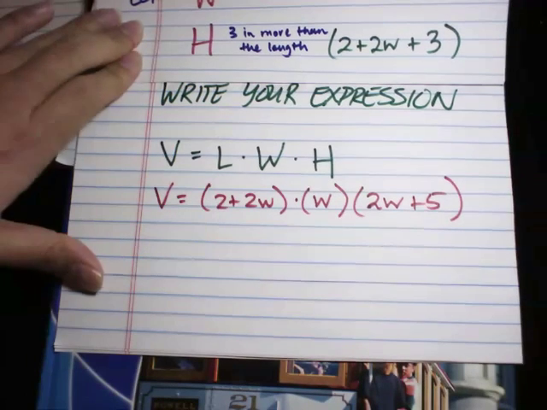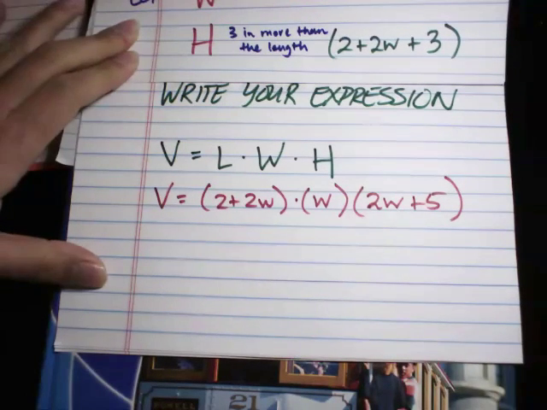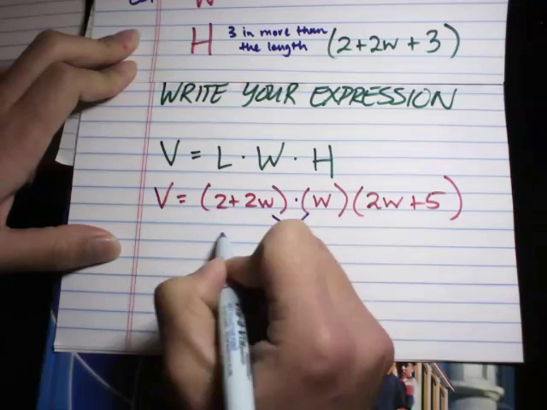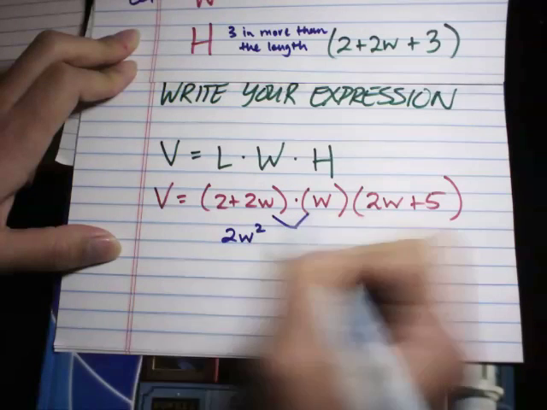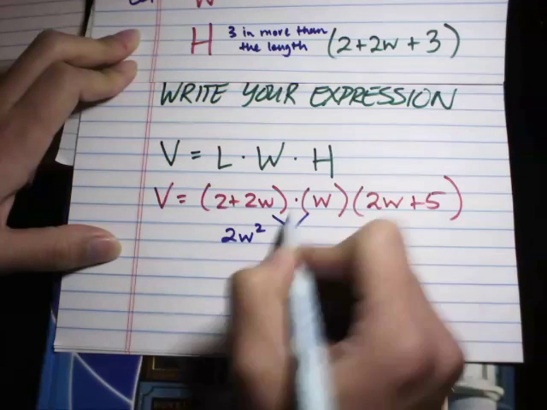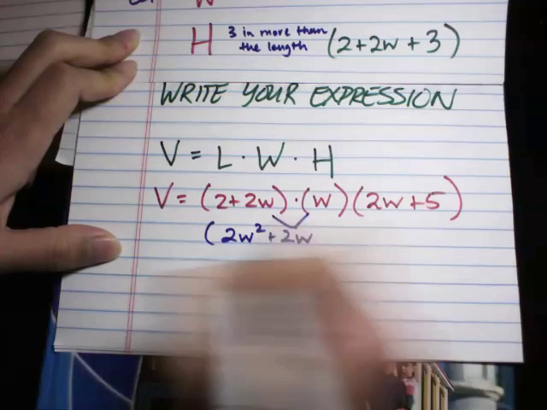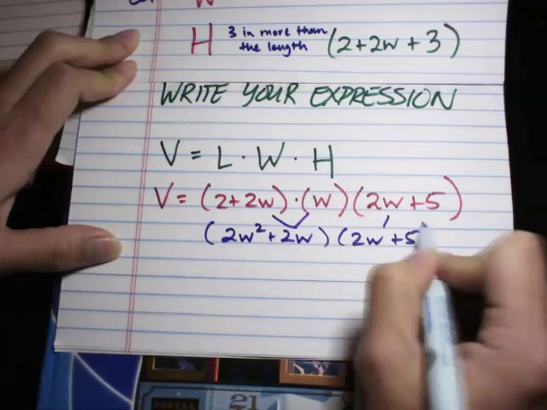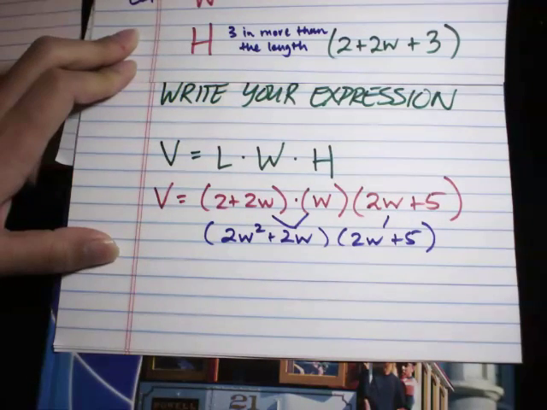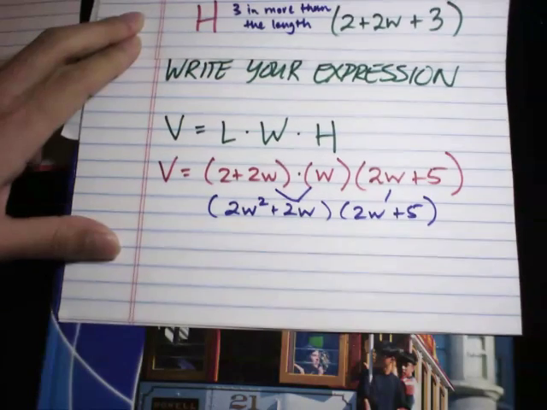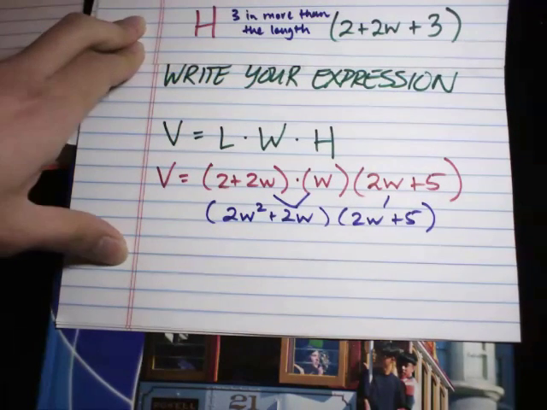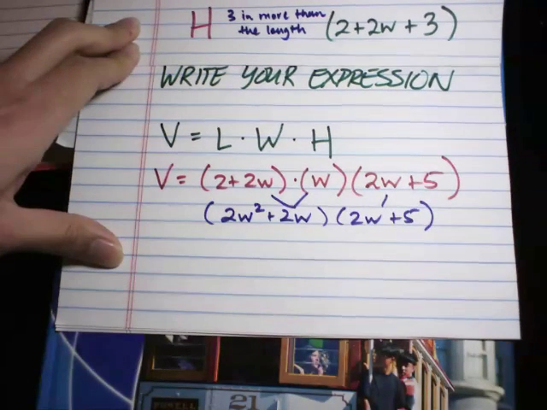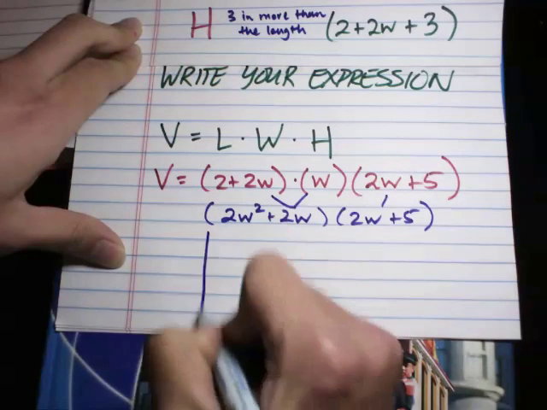If we wanted to go even further in simplifying this, we can multiply these two first. You would get 2w squared, and I'm going to make sure I write it in descending order, plus 2w. Now I'm going to multiply this by 2w plus 5. You're foiling, and some of you have learned the box method, some of you like multiplying vertically, and some people like just multiplying it straight. But I'm going to show you the box method.